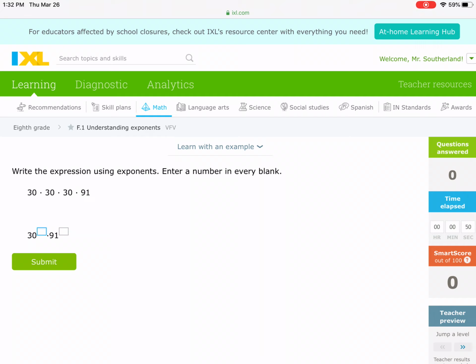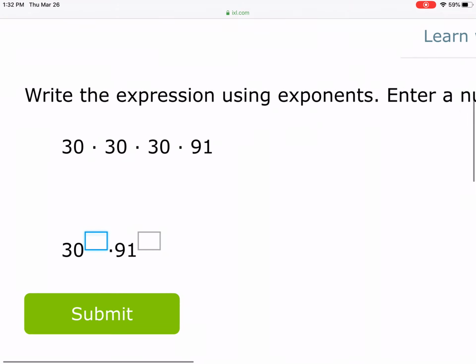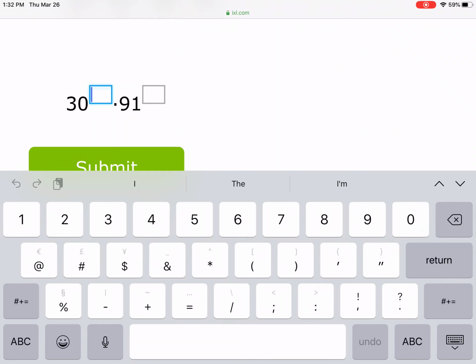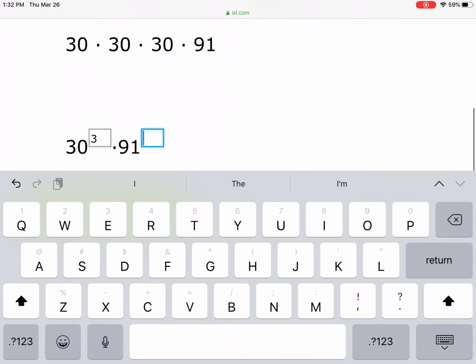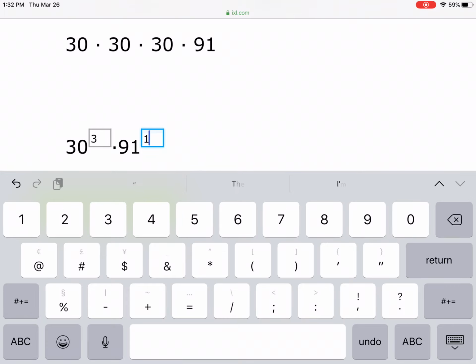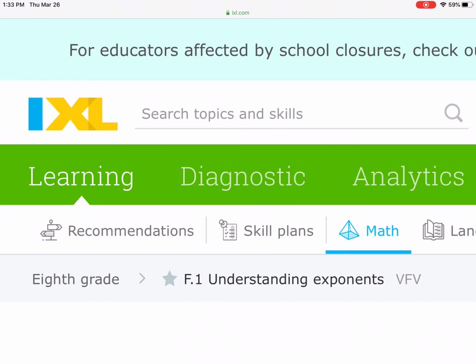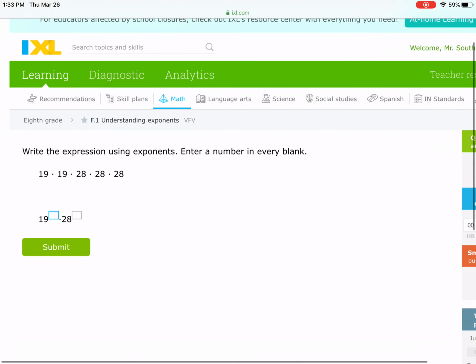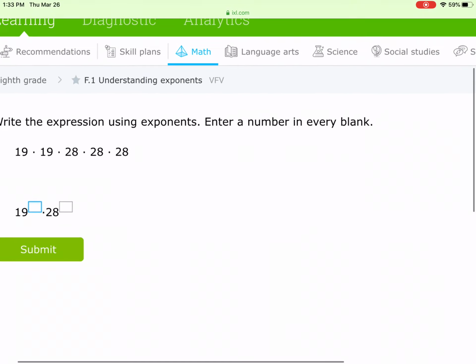So one of the first things that you need to understand is that exponents are just multiplication that's repeated. So when I see 30 times 30 times 30, the exponent I could use for 30 is simply the number 3. The exponent for 91 is there's only one of them, so we just put the number 1. And then we click submit and we see what it says. And so you can see that my points went up. I was correct.